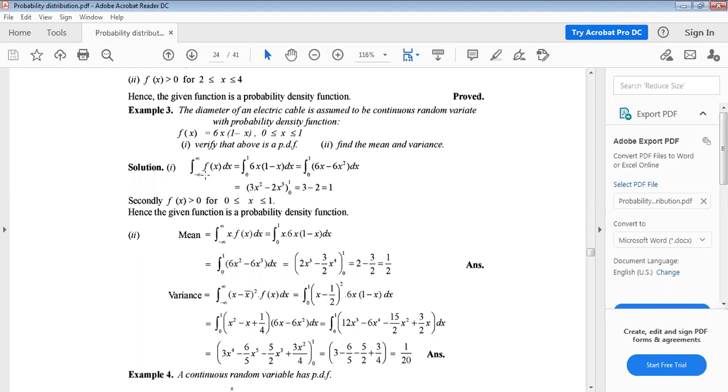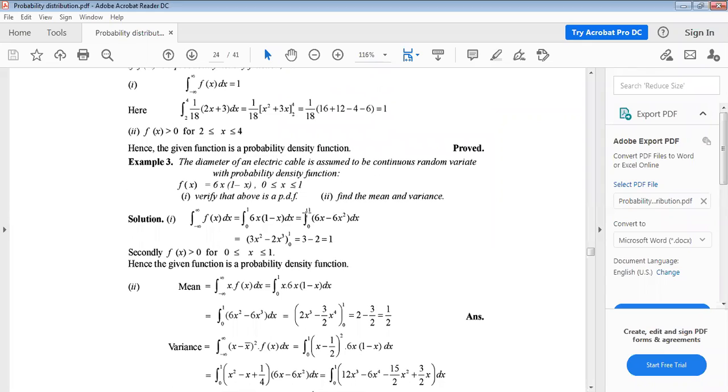That means the total probability, the sum of the total probability density function, is 1. Secondly, f of x is greater than 0, since x lies between 0 and 1. This is the condition. Hence the given function is a probability density function.